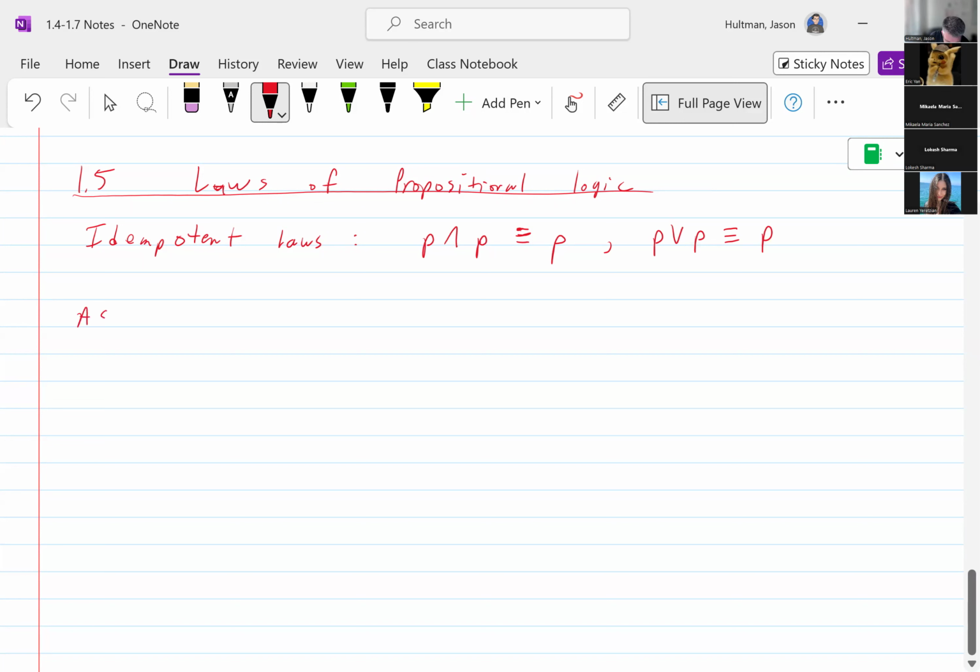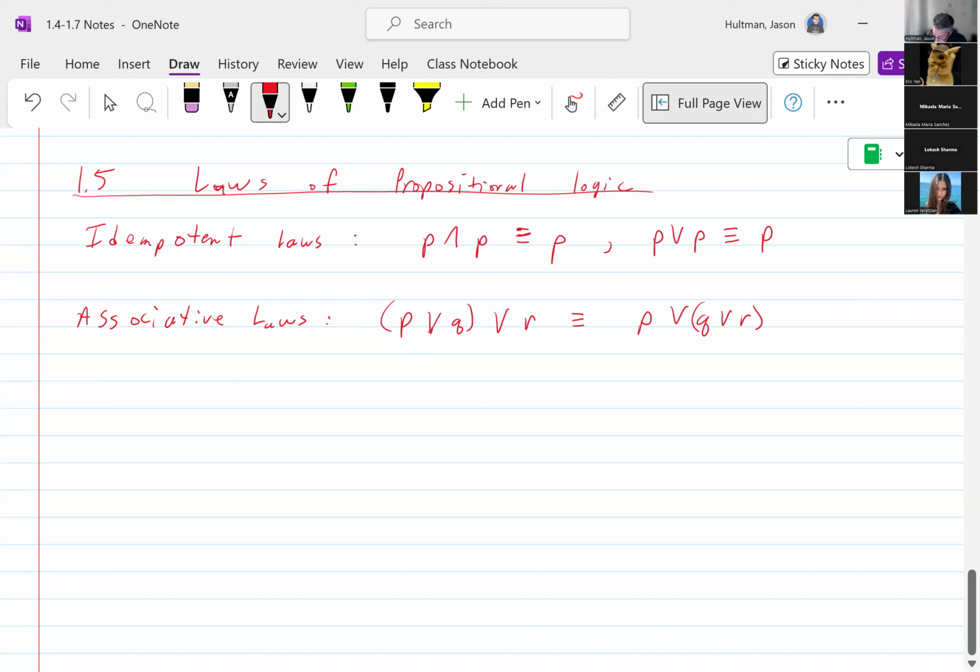Okay, the associative laws. P or Q in parentheses or R is logically equivalent to P or Q or R, with Q or R in parentheses. So it doesn't matter. As long as we're doing all or statements, we can group them in any way.